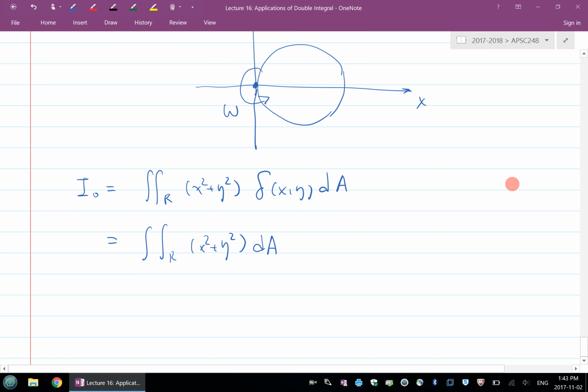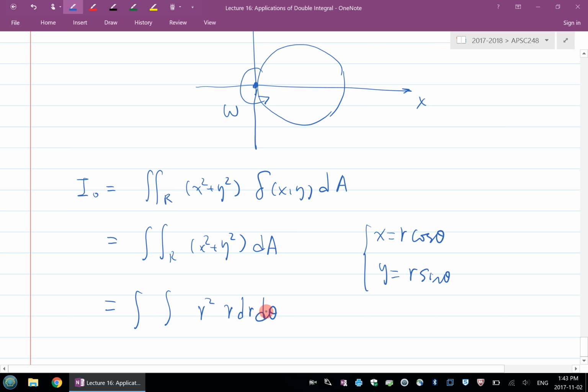Polar coordinates say x equals r cosine theta, y equals r sine theta. Then I'm going to replace x and y with these two expressions. So x squared plus y squared will be left with r squared, because r squared cosine squared theta plus r squared sine squared theta, taking out the common factor, gives r squared. And the dA here, in polar, is r dr d theta. Very good.